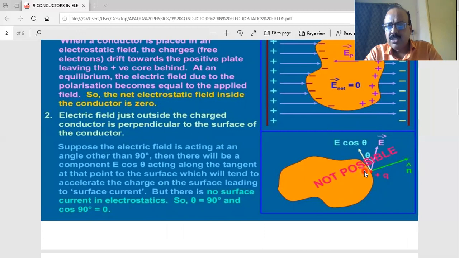Therefore, electrons will start to move along the surface, and we get a surface current, but we are considering electrostatics. That means when charged particles are at rest. Therefore, in electrostatics, the electric field must be perpendicular, because E cos theta is 0, that means cos theta is 0, and it is possible when theta is 90 degrees.